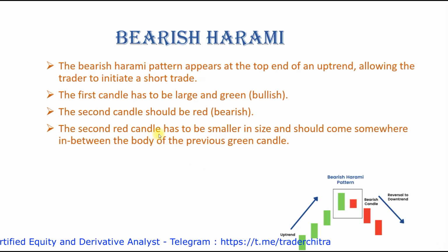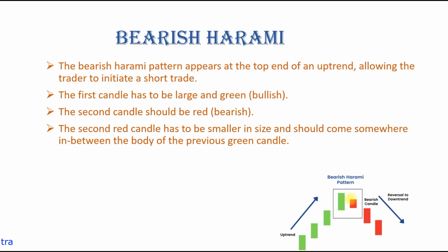The second red candle has to be smaller in size. This is smaller in size and should come somewhere in between the body of the previous green candle. It should be very small. That is very, very important. And the bearish Harami pattern should occur at the top of the trend, that is, at the resistance level. Then we can expect a reversal in the uptrend. That is, there is a pause for the bullish trend and bears are in control.